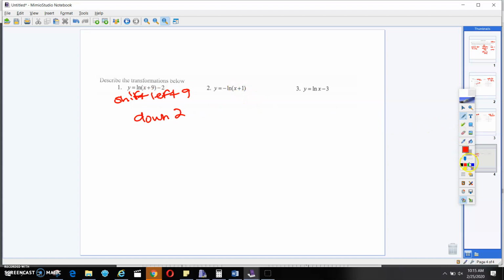On number 2, you should have gotten a reflection across the x-axis, and then left 2 or left 1. And then the last one, you should have gotten down 3. Look at me. Okay.